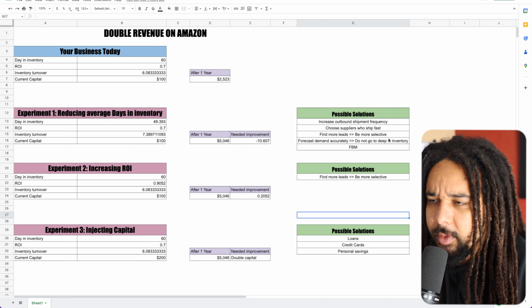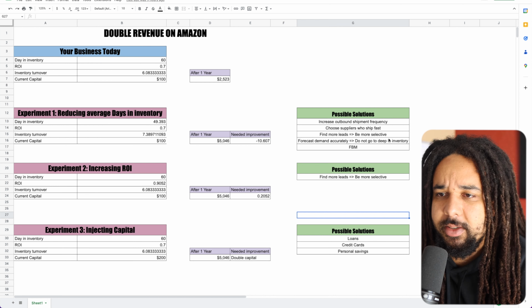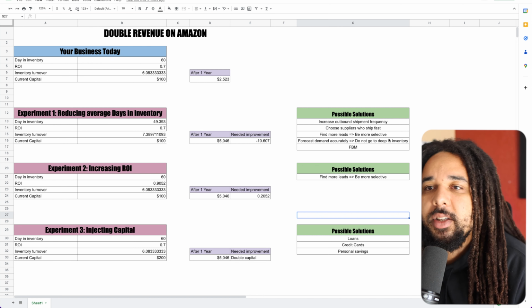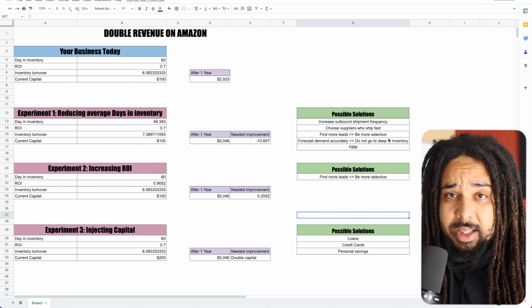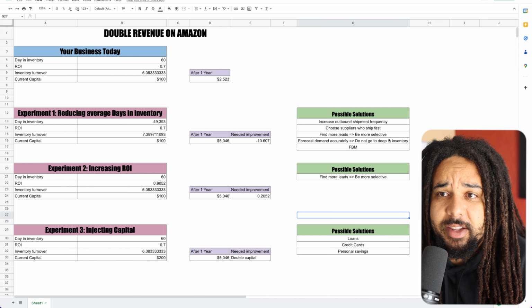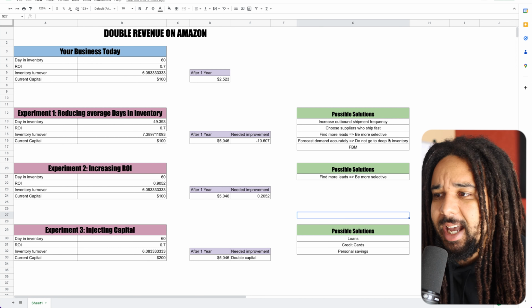Another thing you can do is find more leads, because if you find more leads every single day, you can be more selective, right? So be more selective, choose leads, choose products that sell faster. This will shave off some days as well.